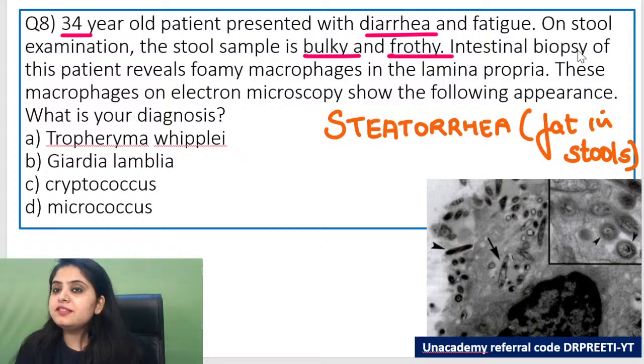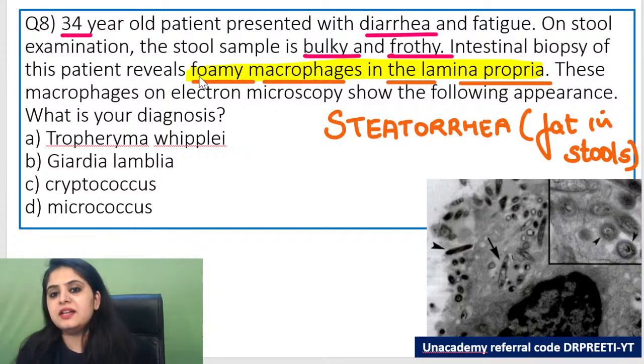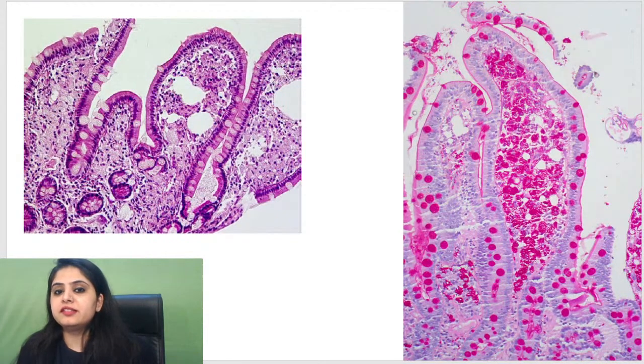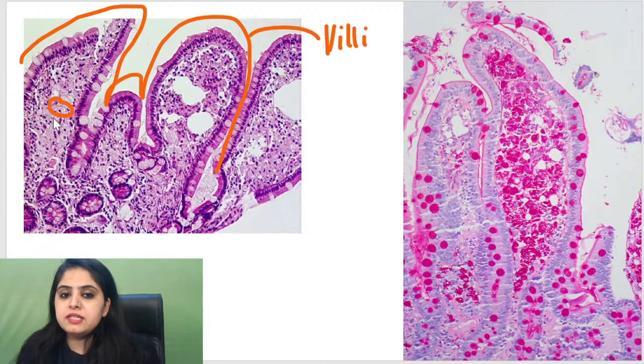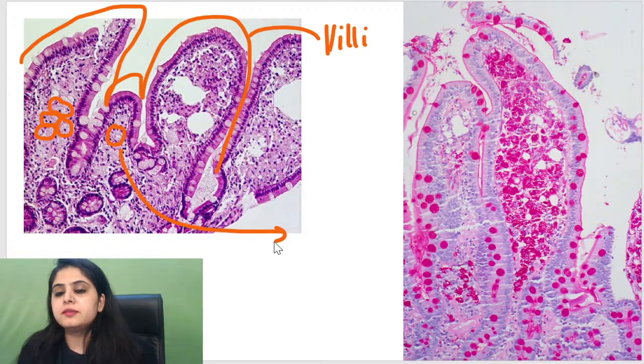Fine. Intestinal biopsy shows foamy macrophages in the lamina propria. After this line, I don't think anyone should have had any doubt. Foamy macrophages in lamina propria. Have a look at this. So see, this is the intestinal biopsy which I didn't show you. What are these finger-like projections? These finger-like projections are the villi. And can you see these empty looking cells in the lamina propria, the foamy macrophages?